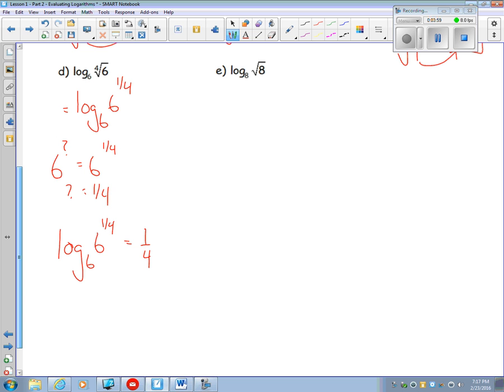Let's try one more. I don't want to rewrite this again. Log base 8 of the square root. A root sign is like saying a half, right? So I'm thinking to myself, 8 to the power of what?